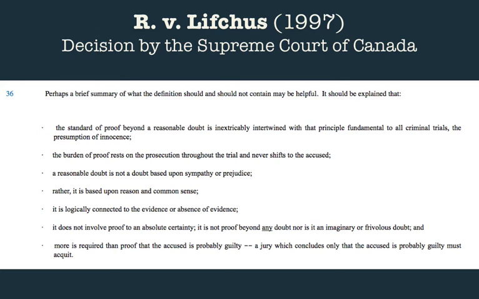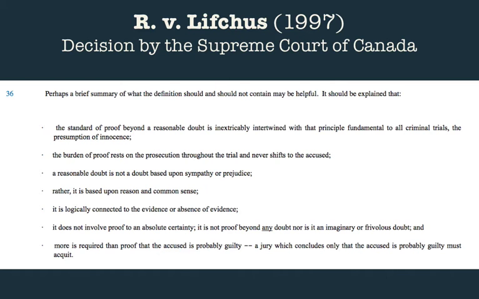A reasonable doubt is not a doubt based upon sympathy or prejudice. Rather, it is based upon reason and common sense. It is logically connected to the evidence or absence of evidence. It does not involve proof to an absolute certainty, and it is not proof beyond any doubt, nor is it an imaginary or frivolous doubt. And more is required than proof that the accused is probably guilty. A jury which concludes only that the accused is probably guilty must acquit.